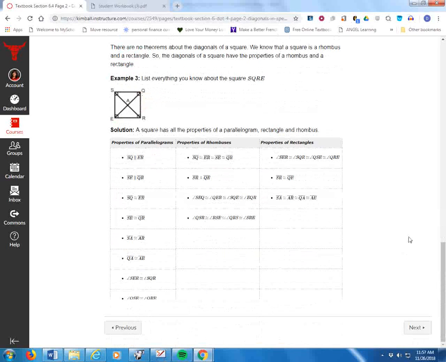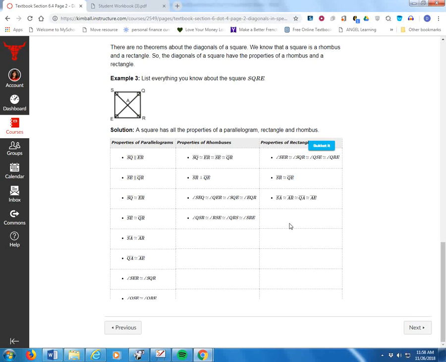If I were to use this diagram as a square, I know that SQ, QR, RE, and ES are all equal. I know all four of those angles are 90. I know that the diagonals intersect, and they bisect each other, and they come together at a 90. And they split the corner angles equally in a square. Okay, so here is properties of all parallelograms.